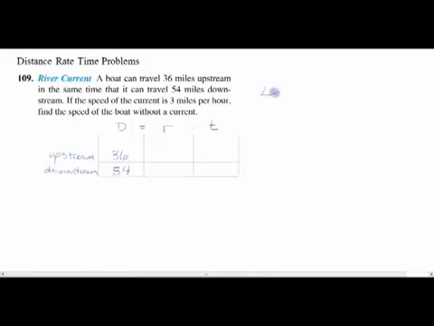Right now is an appropriate time to define your variable. What are we going to let x represent in this problem? We know the speed of the current is 3 miles per hour. We don't know the speed of the boat. So let x equal the speed of the boat without a current.